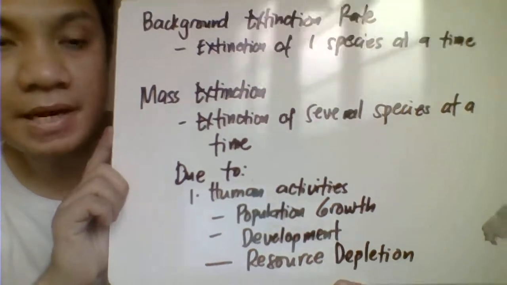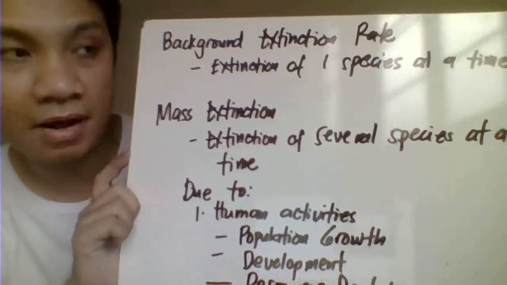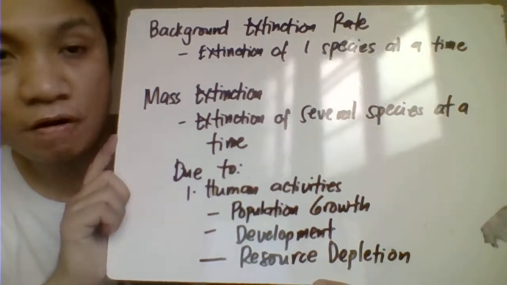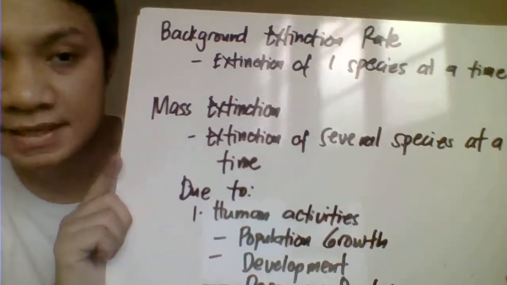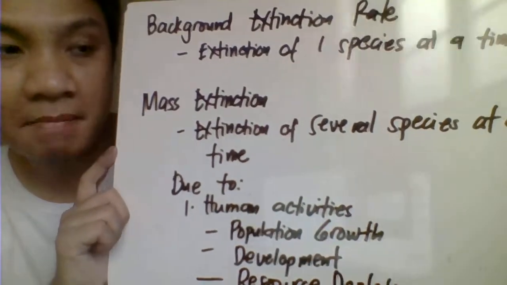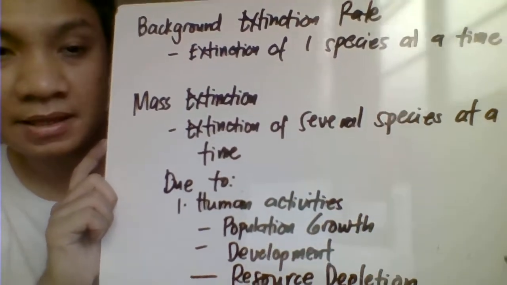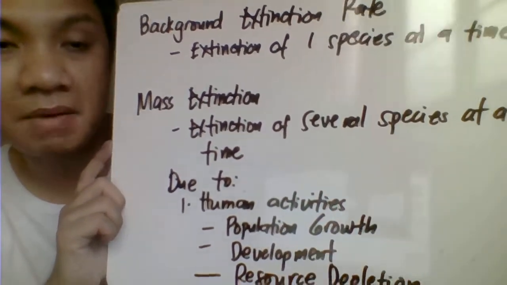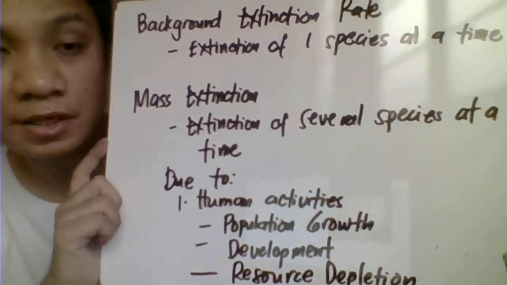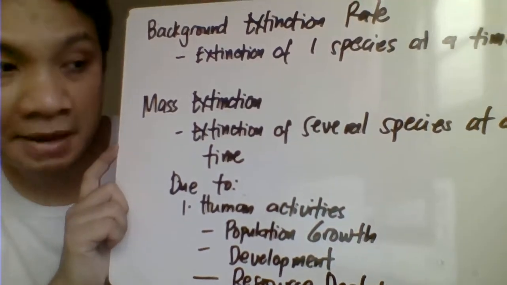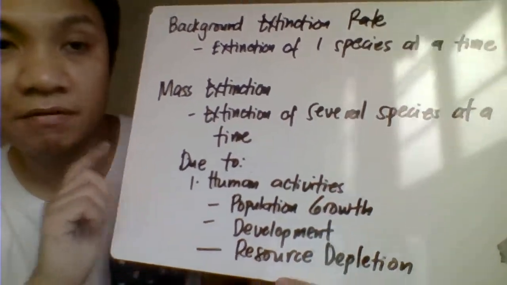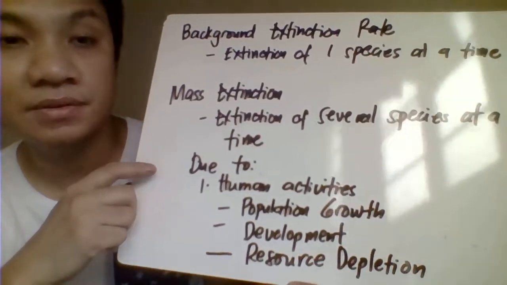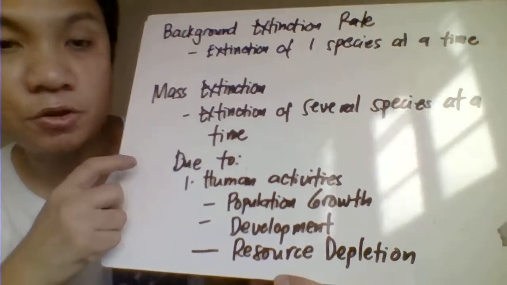Okay, we have the terms related to extinction. So we have the background extinction rate. The background extinction rate pertains to the extinction of only one species at a time. Then we also have the mass extinction rate. The mass extinction rate is characterized by the death or the extinction of more than one species at a time. It might be because of, again, natural calamities, like an earthquake and many others. Or it might also be related to human activities.